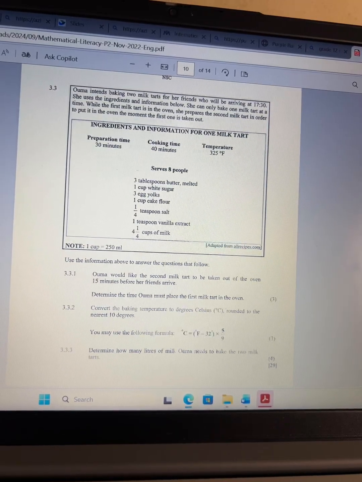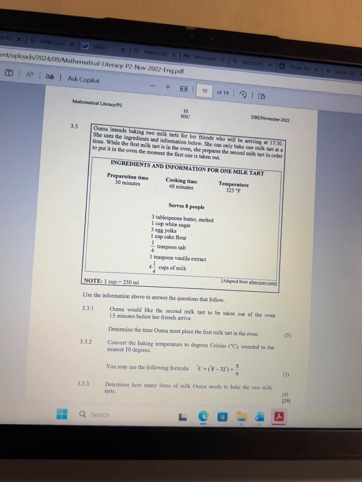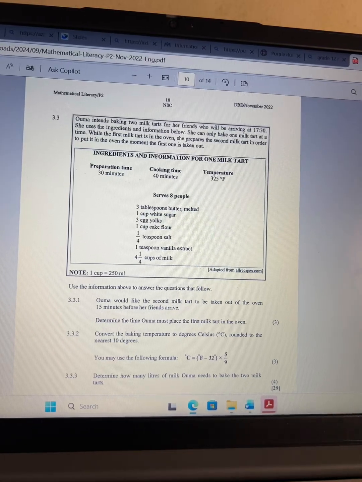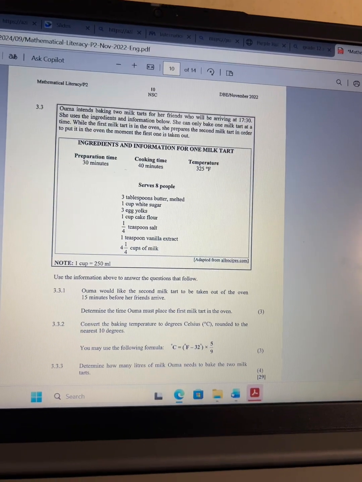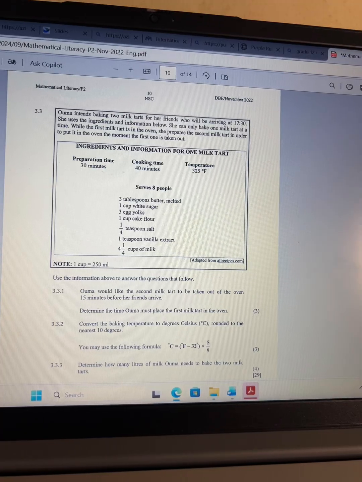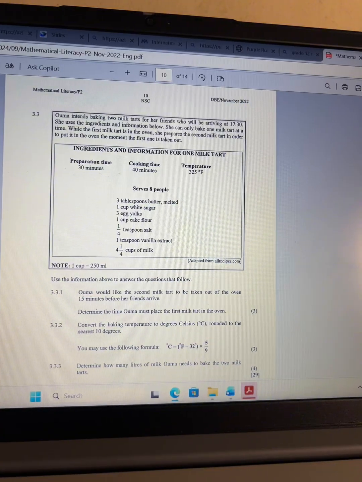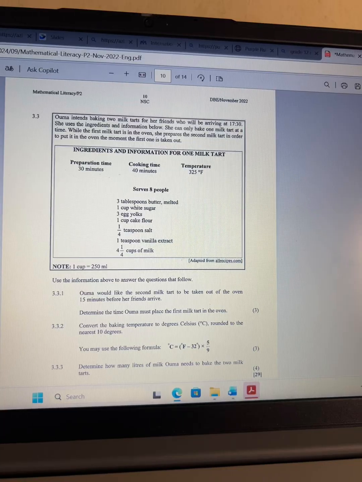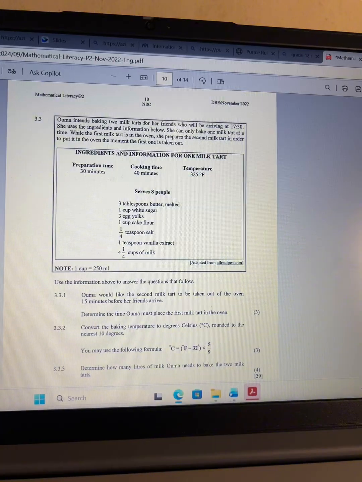The next question is a conversion. It's question 3.3. So in 3.3, they gave us the scenario there. Oma intends baking 2 milk tarts for a friend who will be arriving at 5:30. She uses the ingredients and information below. She can only bake 1 milk tart at a time. While the first milk tart is in the oven, she prepares the second milk tart in order to put it in the oven the moment the first one is taken out. Ingredients and information for 1 milk tart: preparation time is 30 minutes, cooking time is 40 minutes.